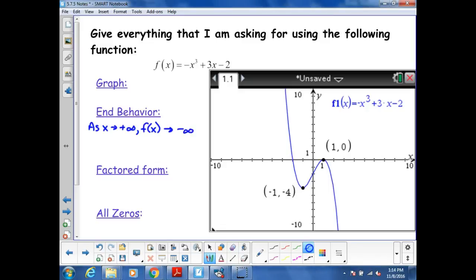Another way of reading that, as we go to the right on our graph, our function goes down. The other side then would be as x is going to negative infinity, where is the function going? So as I'm going to the left, my function is going to positive infinity.